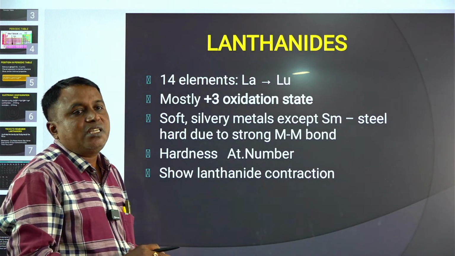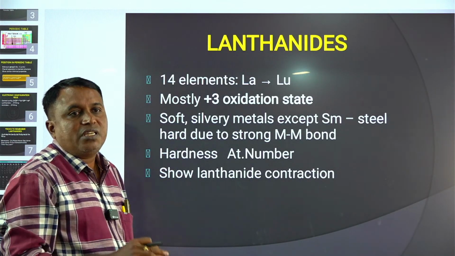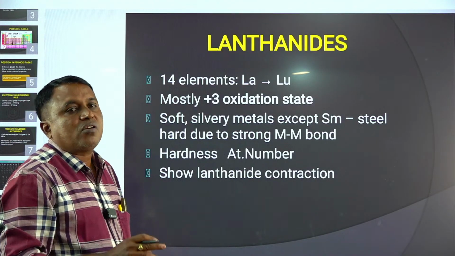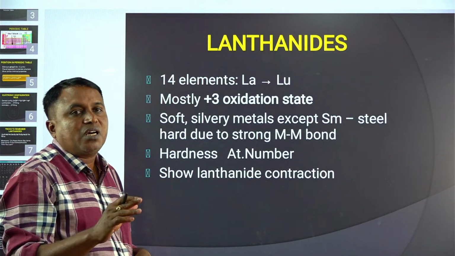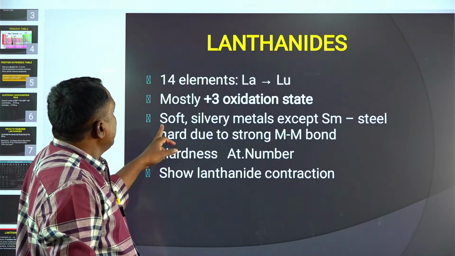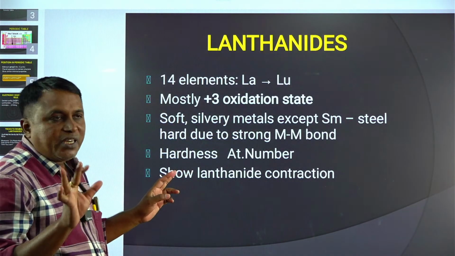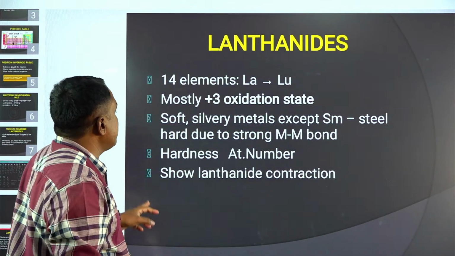Samarium is a steel hard metal. Why is samarium a steel hard metal? Because in samarium we have strong metallic bonds. That's why, except samarium, all the remaining lanthanide metals are soft and silvery white metals.